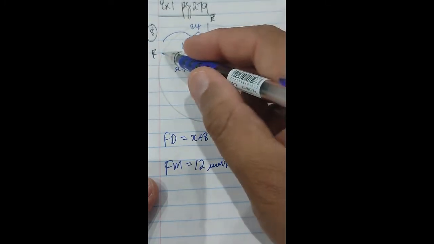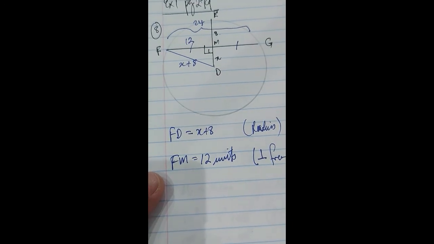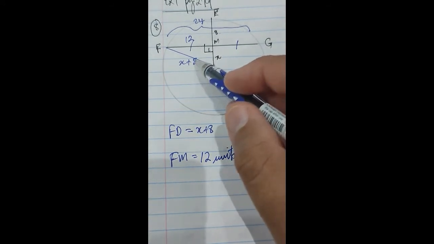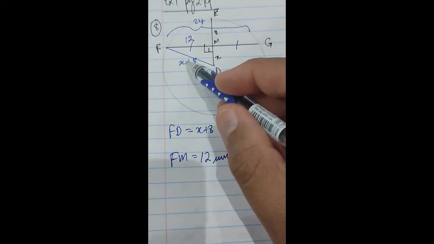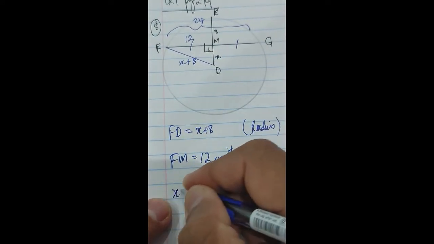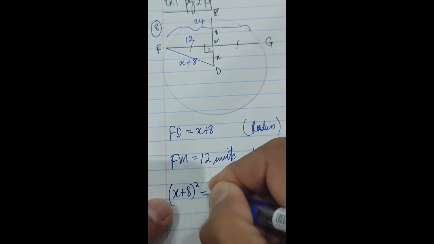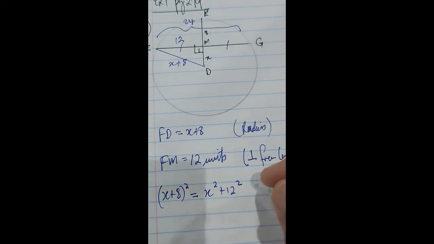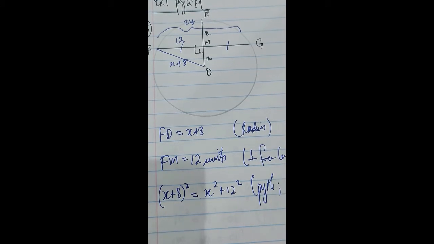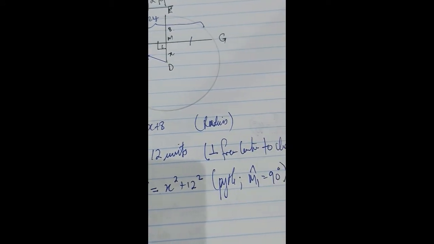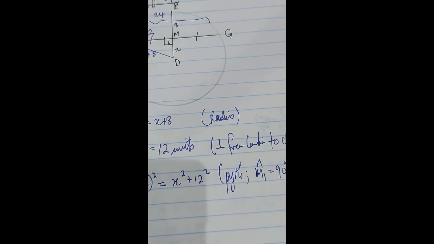So now we can apply the theorem of Pythagoras in this triangle. The question says to calculate FD. So in other words, once we solve for x, we can add 8 to x to get the length of FD. So the theorem of Pythagoras is going to be x plus 8 squared equals x squared plus 12 squared. The reason here is Pythagoras, with angle M1 equals 90 degrees.